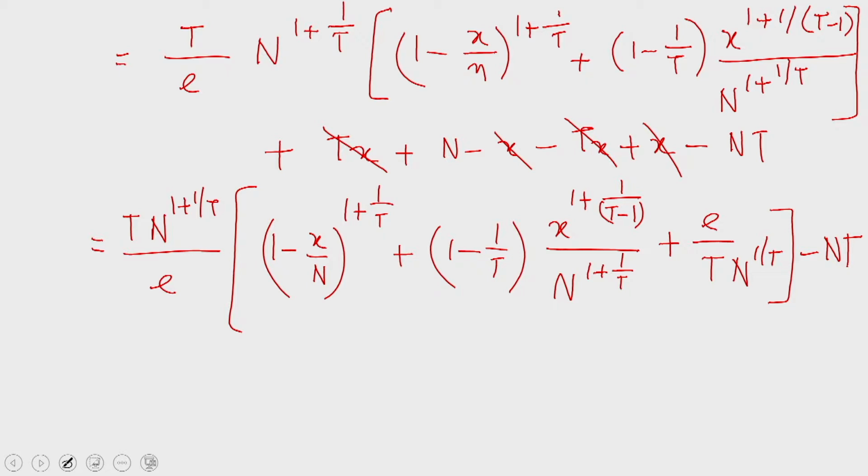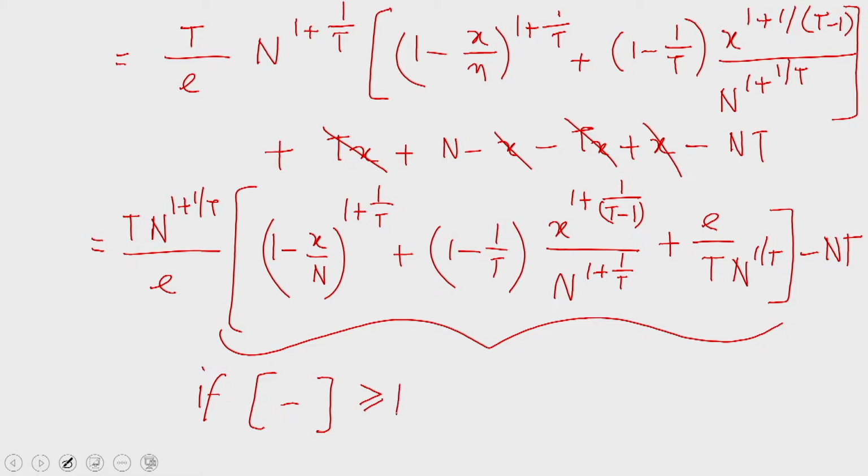So, we know that C_t(n) is greater than or equal to this. Now, this is almost in the desired form, except for the contents in the square bracket here. That is, we want to show that C_t(n) is greater than or equal to t times n power 1 plus 1 by t, divided by e, minus nt. Instead, we have shown that it is t times n power 1 plus 1 by t, minus e into this contents in the square bracket, minus nt. So, if the contents in the square bracket turn out to be greater than or equal to 1, then we are done.